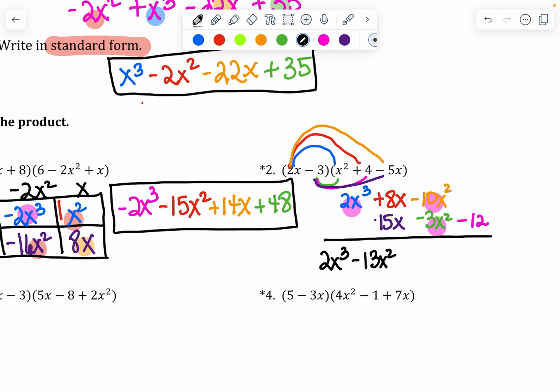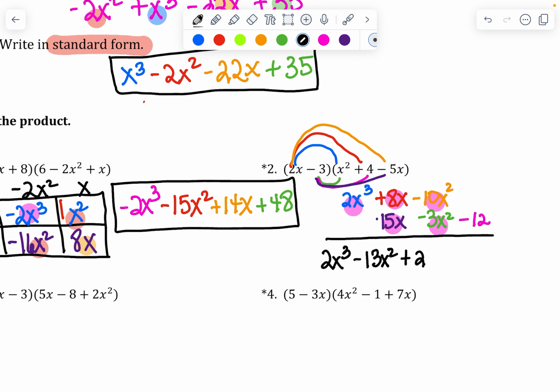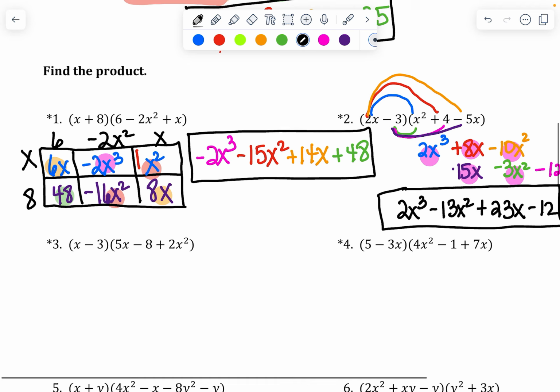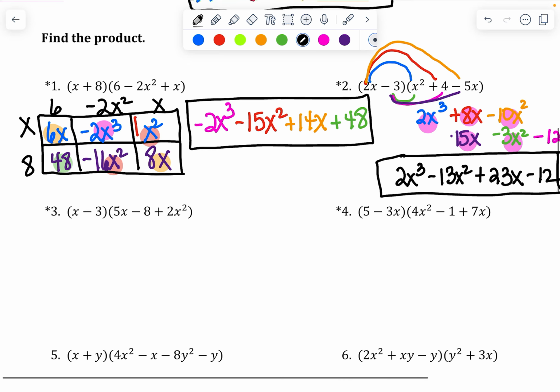Then the next thing I should do, I will combine these 15x and the 8x. And when I do that, I now have a 23x. And that leaves that minus 12 at the end. Remember, you can do it whatever way you like. Okay, I'm going to do this one box. It's the same shape as the one we did before.